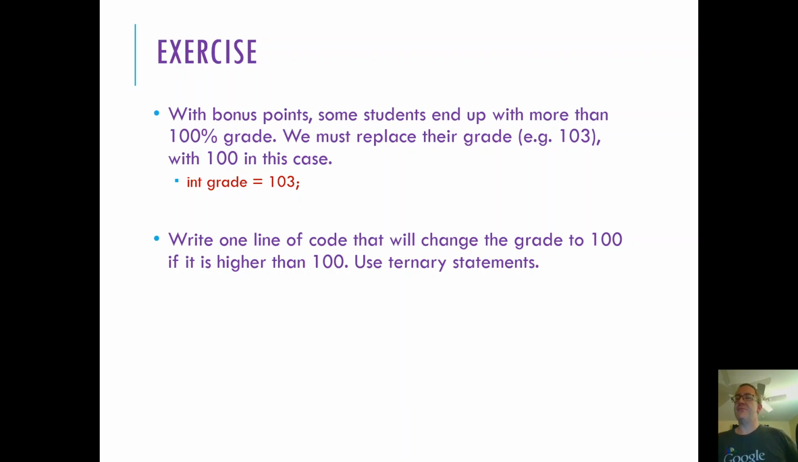So how about this? With bonus points, some students end up with more than 100%, but we really can't give somebody 103%. We get in trouble, and it's a big thing. So I want you to pass your grade into this particular expression. So let's say the variable is my grade, or whatever I want to call it. And if the value is greater than 100, I want you to set it to 100. Just cap it off at 100. So no matter what you give me as a grade, if it's greater than 100, make it 100. Okay. So try writing that ternary expression.